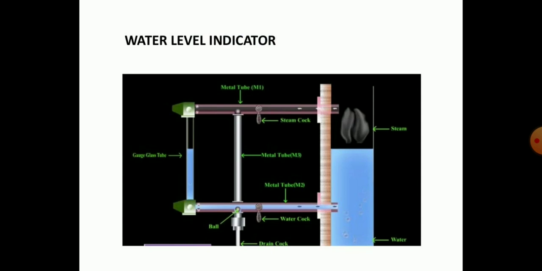In front of your screen, you can see the water level indicator, which shows the level of the contents, particularly water. Friends, as we know, the water plays a vital role in the formation of steam, whether it is circulated through the tubes or around the tubes. But the level of the water must be visible clearly to the user or the boiler attendant, so it can be maintained regularly.